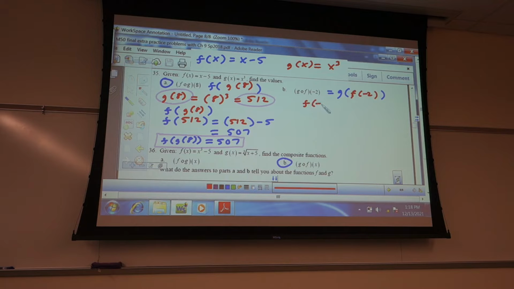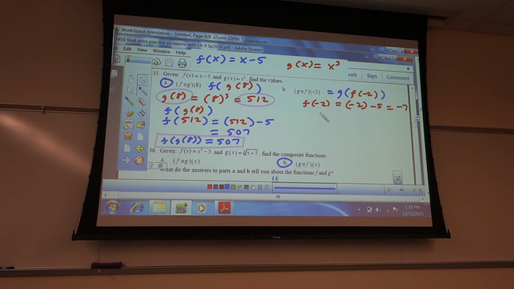Okay, so first we got to find f of -2. So f of -2 is equal to -2 minus 5. What's -2 minus 5? -7. I should write that cleaner. Okay, so then I'm going to plop that in here.